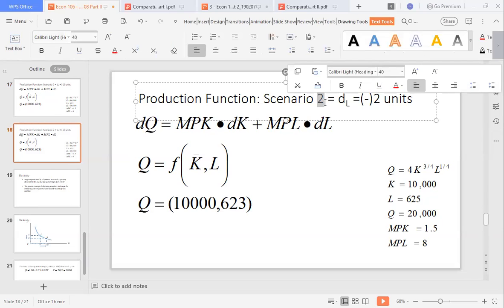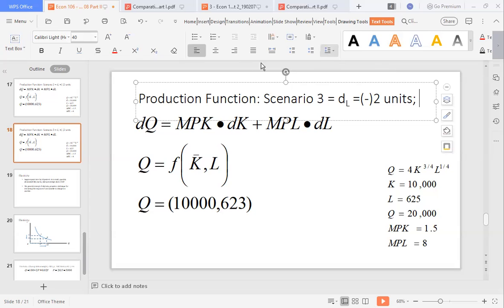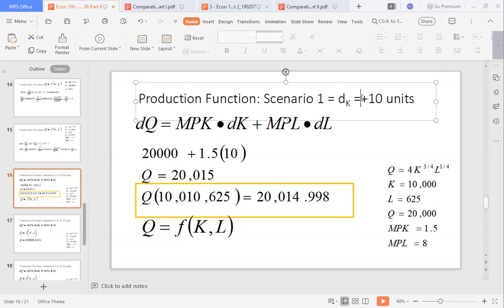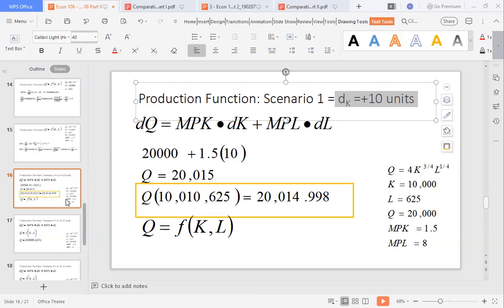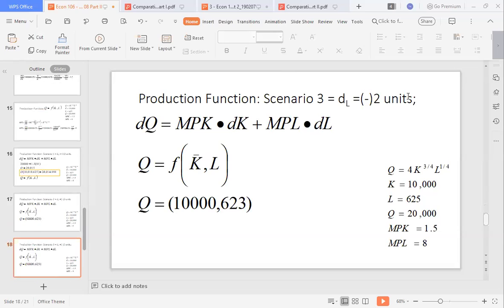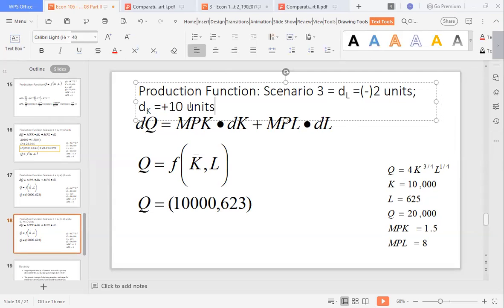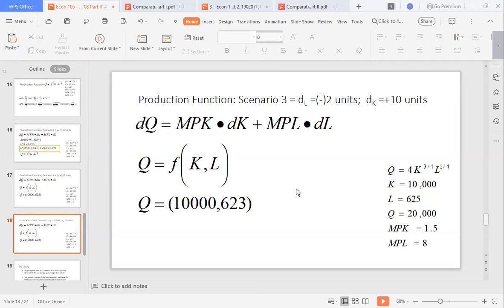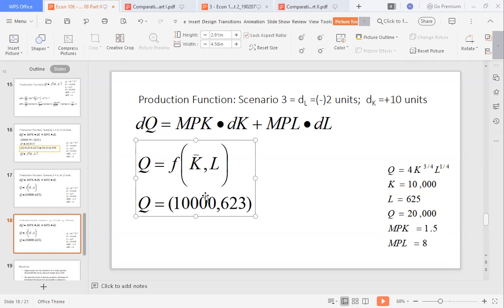Okay, so let's have scenario 3. Scenario 3 is you allow both inputs to change. I mentioned last time that we would not do this because it is complex, but I think we have the capacity to do it anyway. This is actually what will happen in production mostly. So let's have this one as 10,000, 0.10.